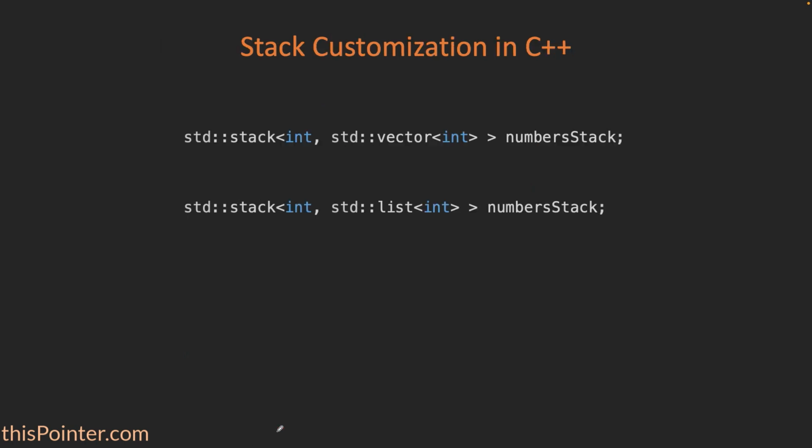Let's move to another part. How to customize a stack. By default stack uses the deque as internal container. Therefore stack is also called a container adapter. But if you want to use a vector or a list as an internal container, then you can provide them as a template parameter while creating the stack object. It is optional, but remember that the container which you provide as a template parameter should support a random access operator. So this is how you can customize your stack to use different kinds of containers internally.